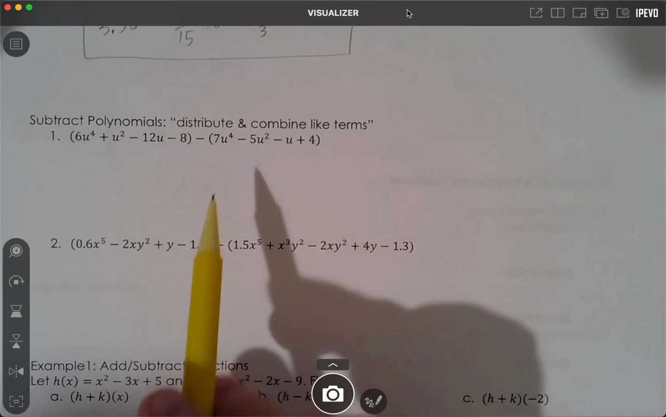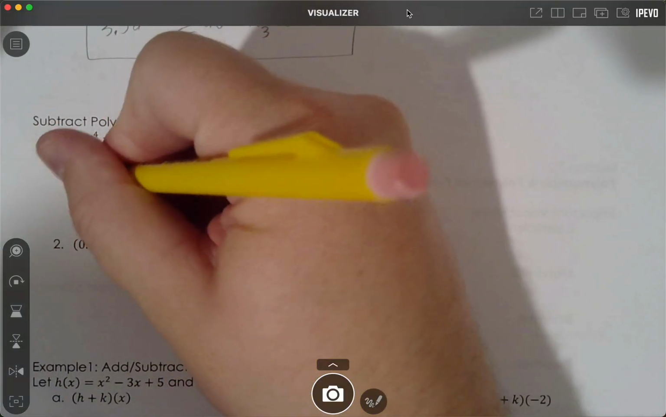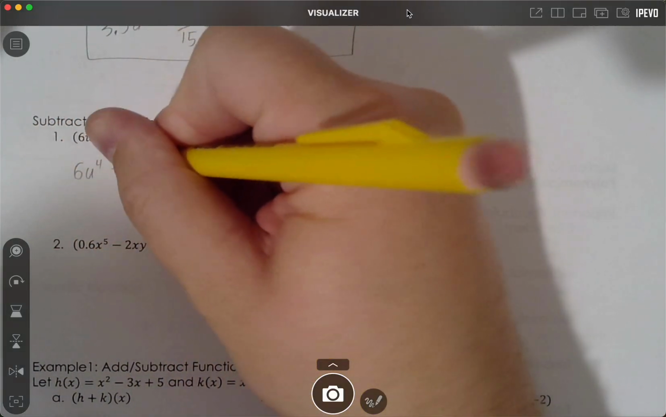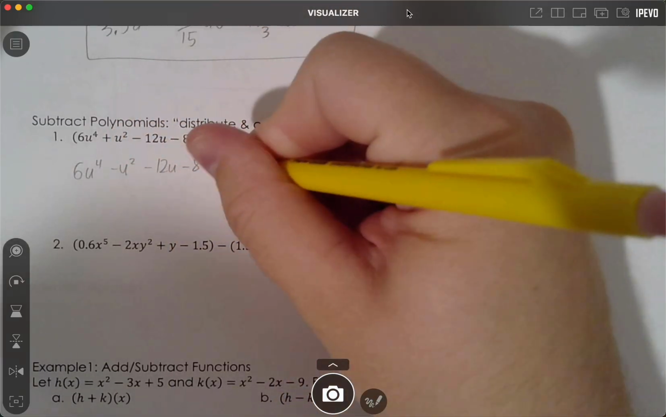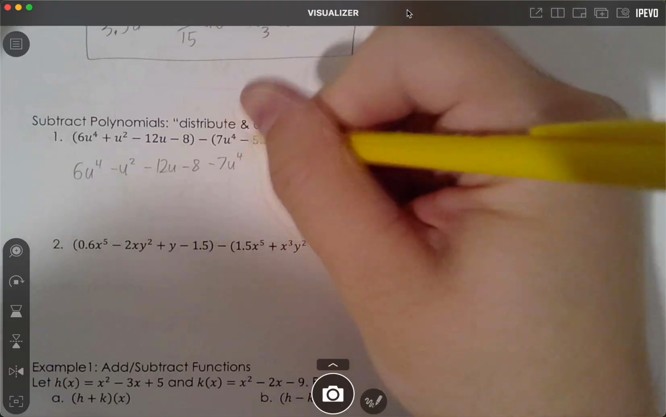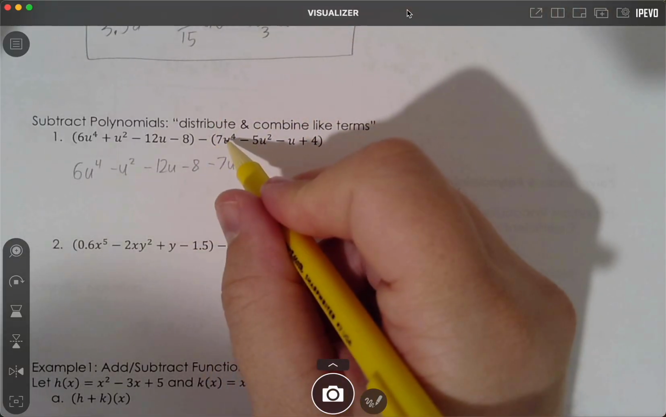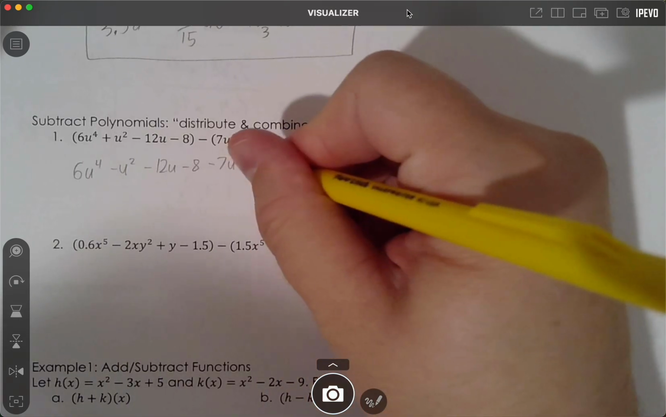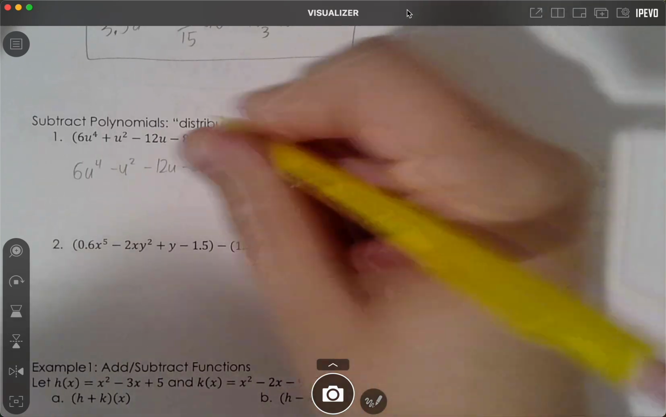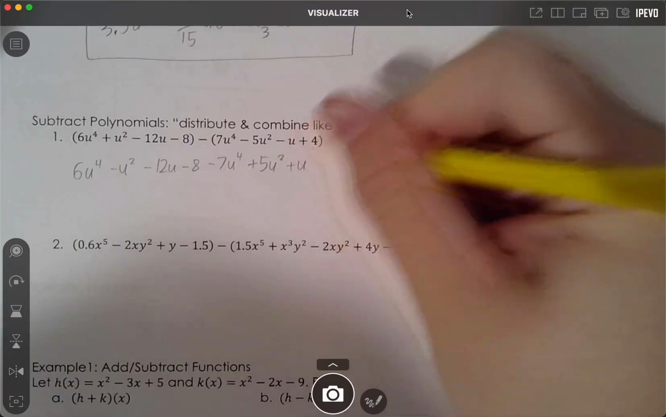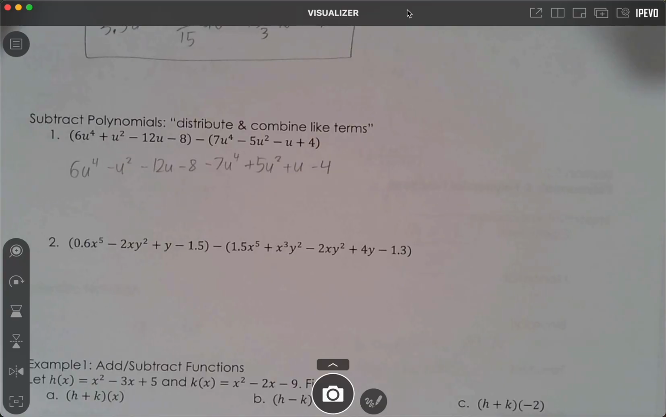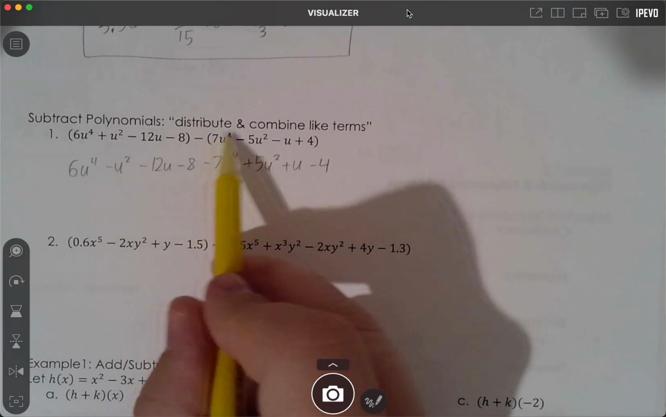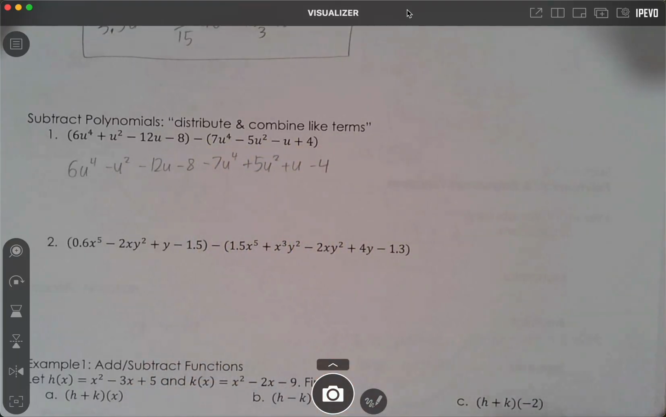Now we're subtracting them. Normally that wouldn't matter, but we do need to write it out this time, because when you subtract something with multiple terms, you are distributing that negative. So it's not just negative 7u to the fourth and keep writing. No, it's negative 7u to the fourth, and now it's double negative, positive 5u squared. Now it's double negative, positive u, and it's negative times a positive, negative 4. That negative just switched the sign of every term in the second polynomial, because that negative is multiplying and distributing to every term of that second polynomial.